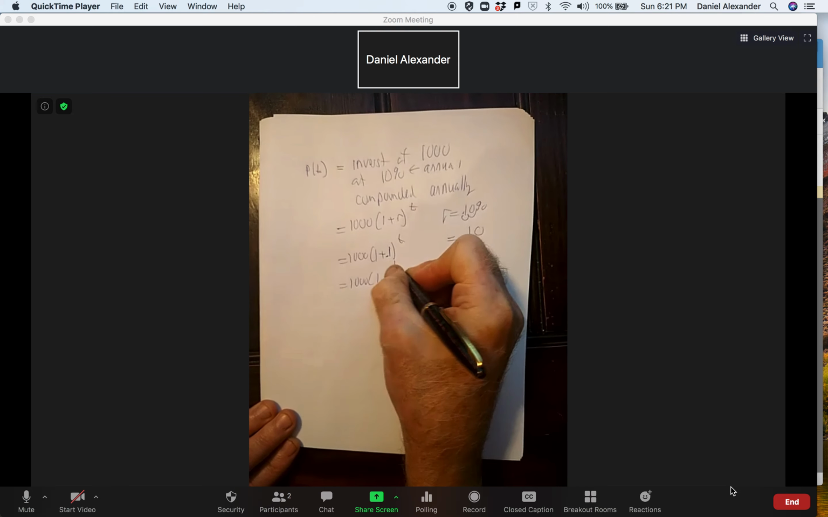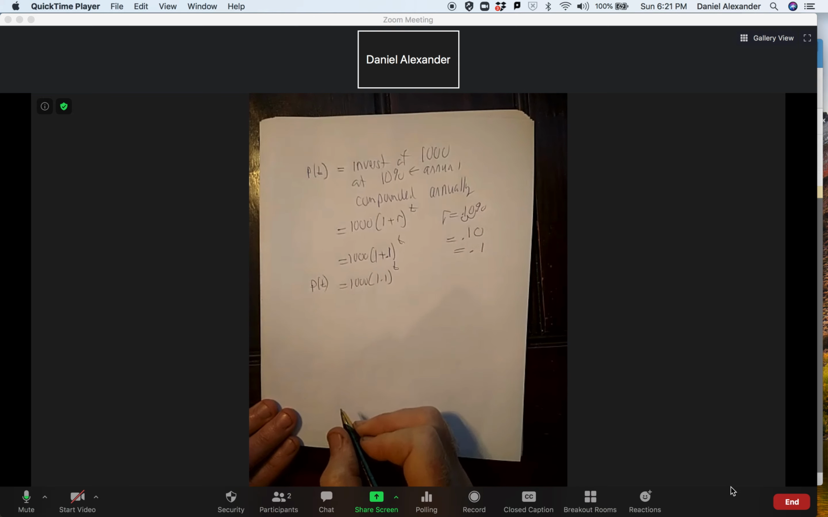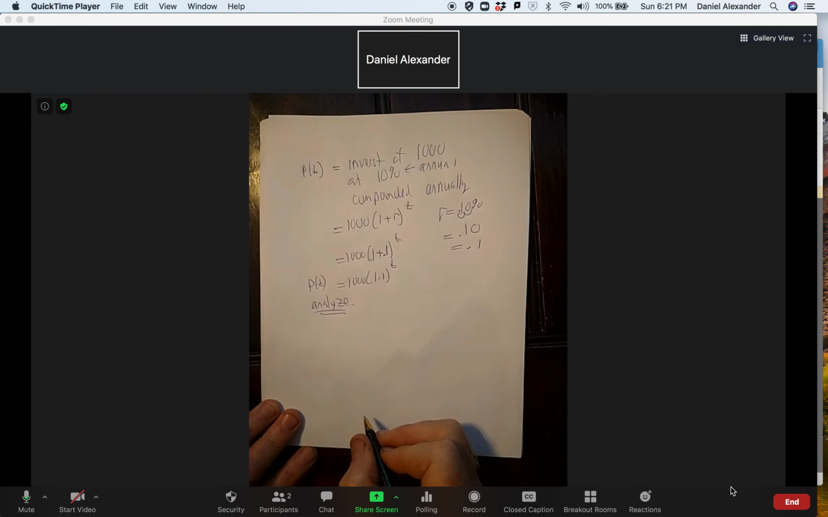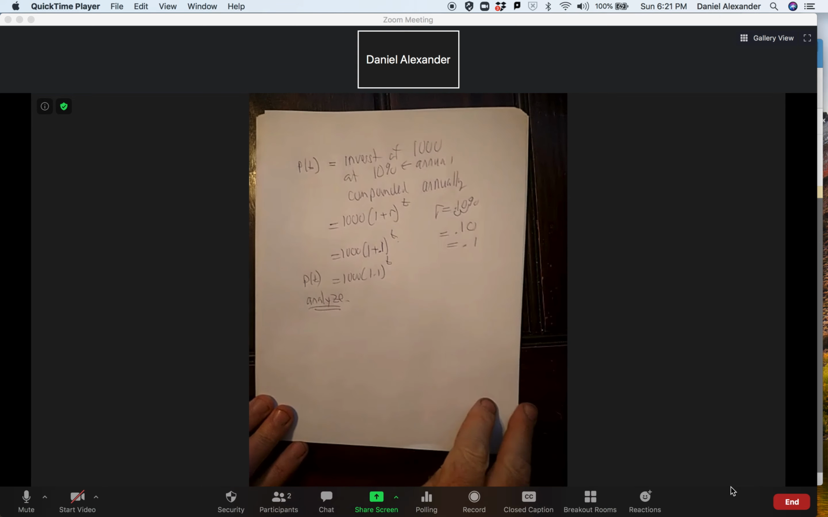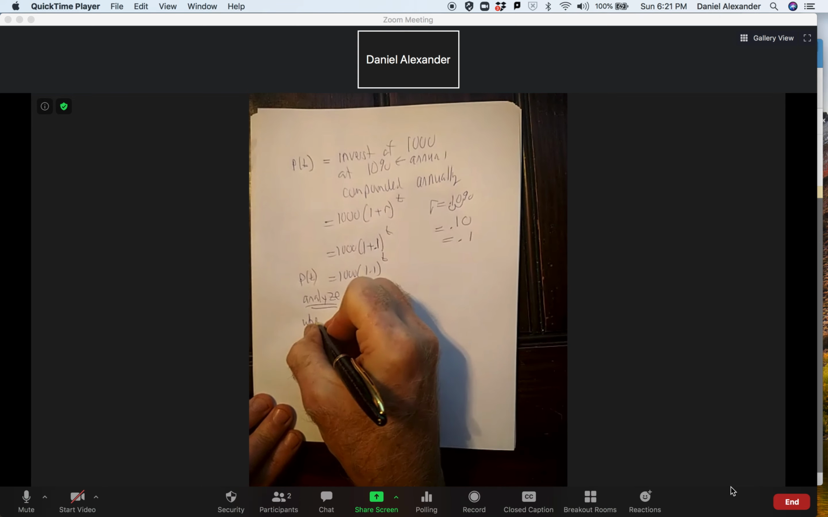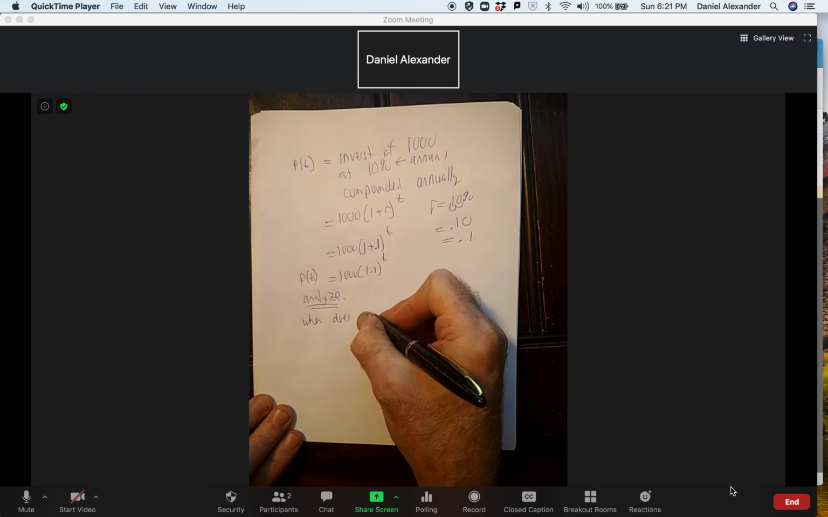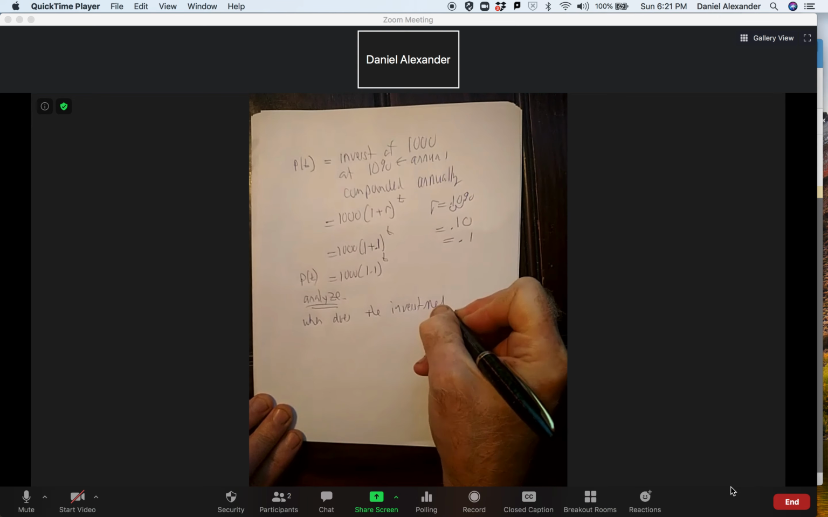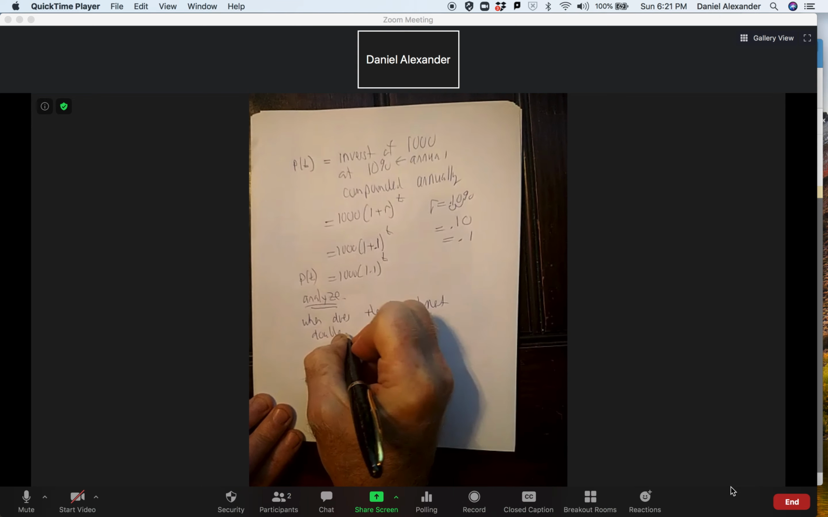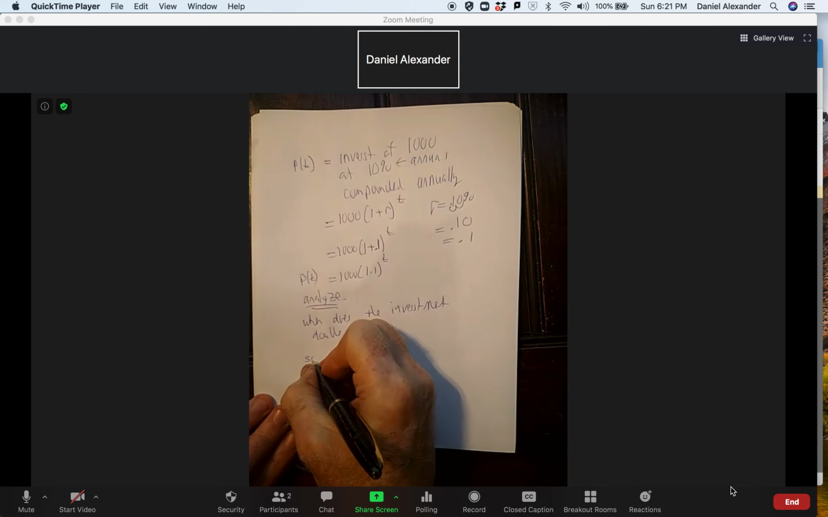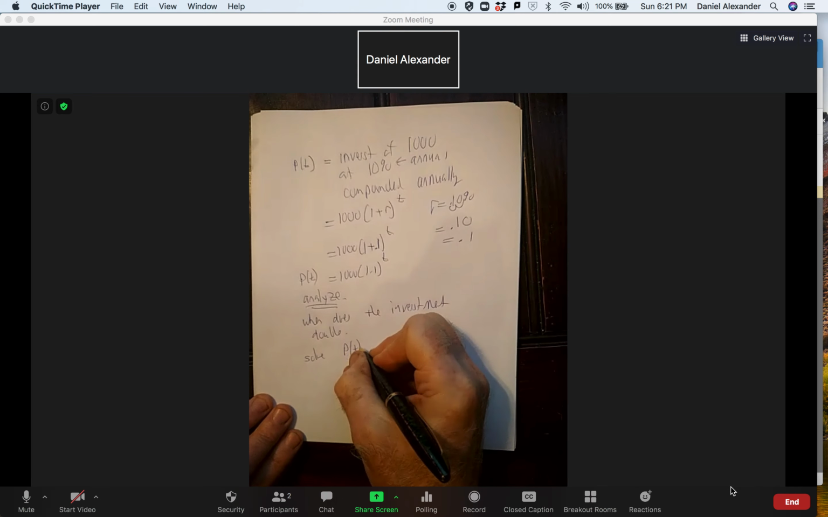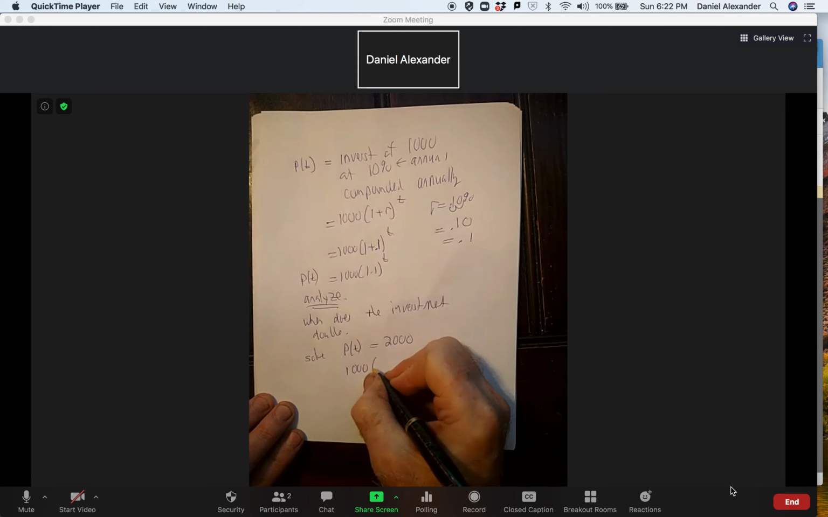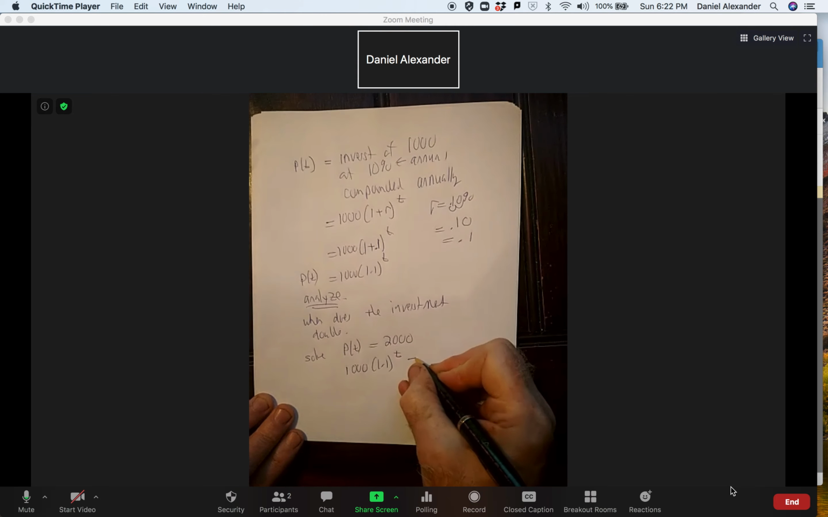Okay, that took a lot of work, and I'll tell you why. So we want to analyze this investment. And one of the tools in analyzing investments is when does it double? And so we're going to say, when does P of t, the investment, double? That would mean that we would want to solve P of t equals 2,000. In other words, we want to solve 1,000 times 1.1 to the t equaling 2,000.